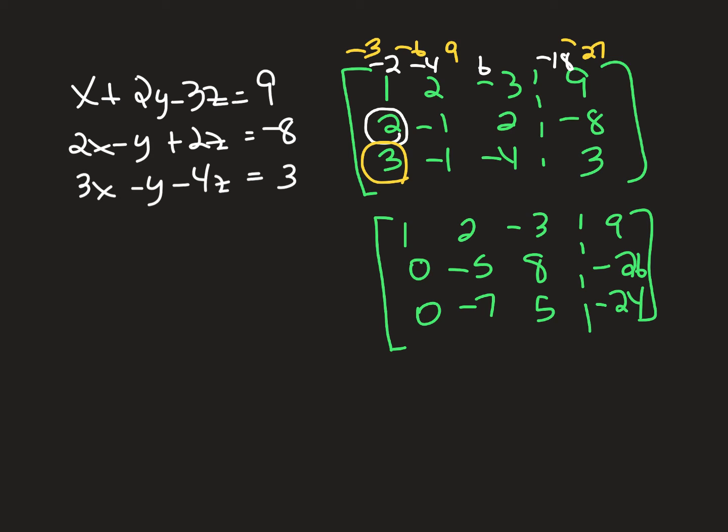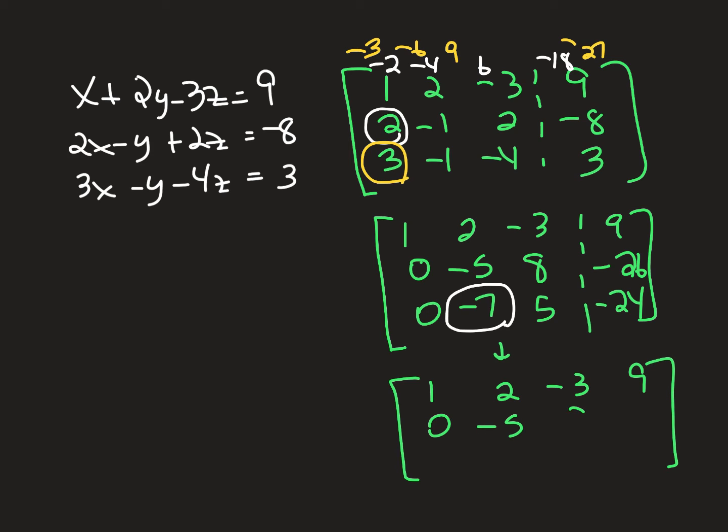Almost there. What I need now to happen is I need this -7 right here to disappear. I need a 0 right there. So once again, top row is not going to change. It looks good. I'm also now officially finished with the second row because I've got a 0 where I want it. But I do need to finish that third row.